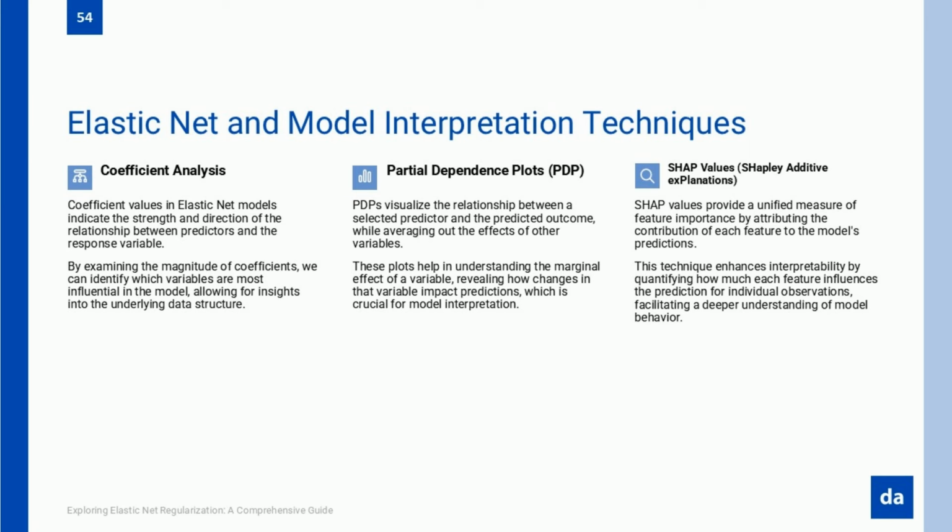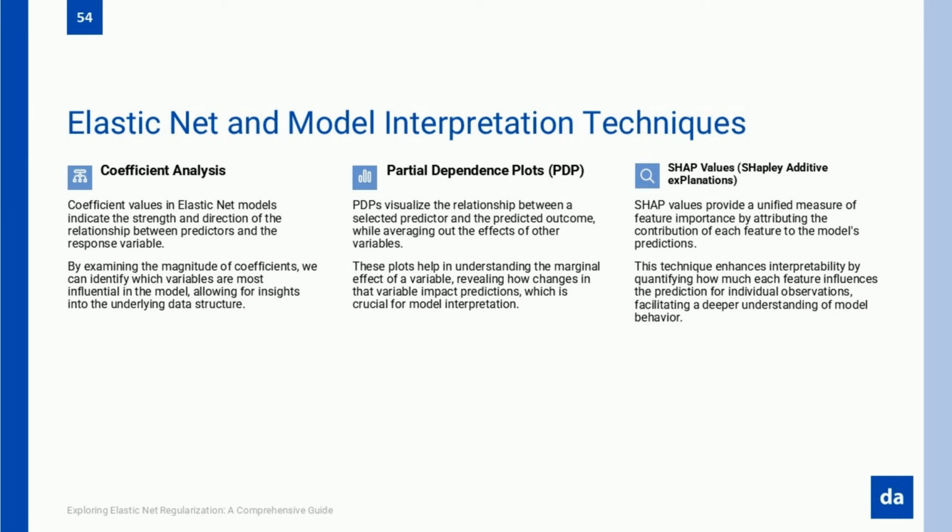One of the most direct ways to interpret an Elastic Net model is by analyzing feature coefficients. Since Elastic Net applies both L1 and L2 penalties, some coefficients are shrunk towards zero, while others remain significant. A positive coefficient means that an increase in that variable leads to a higher predicted value, while a negative coefficient means the opposite. If a coefficient is exactly zero, Elastic Net has determined that the feature is not useful and has effectively removed it from the model.